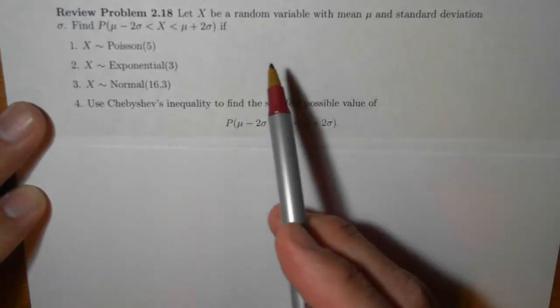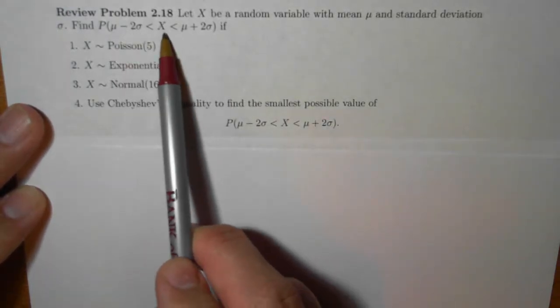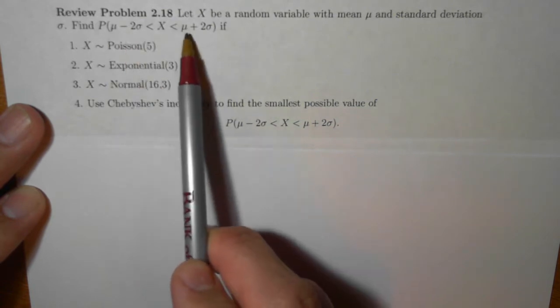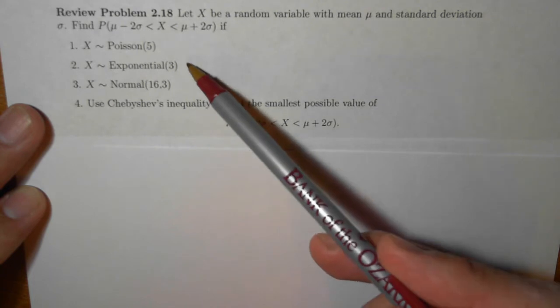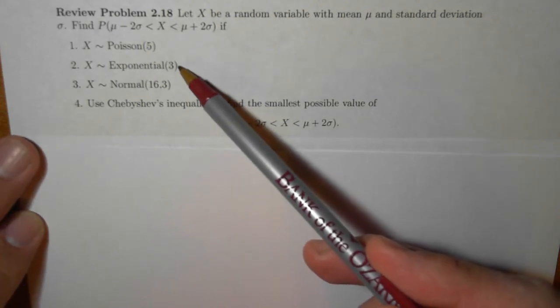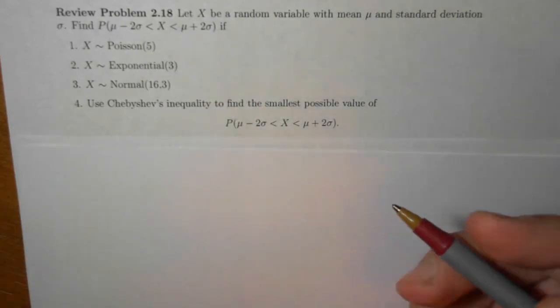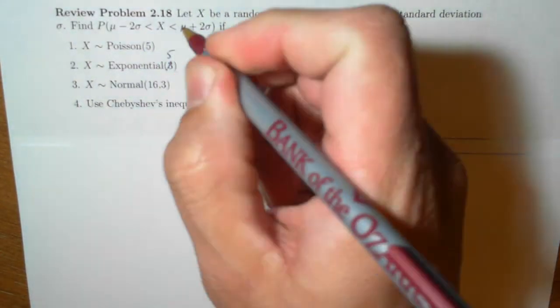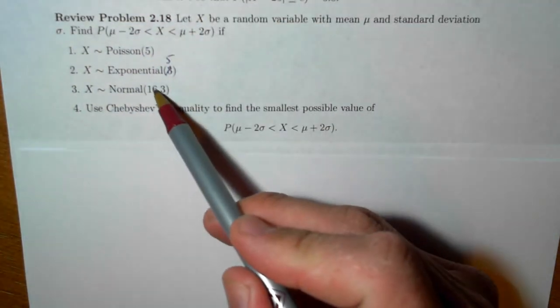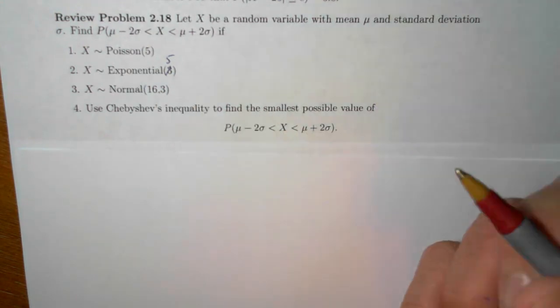This next problem concerns the calculation of the probability that x is between mu minus 2 sigma and mu plus 2 sigma if x is either Poisson with parameter 5, exponential with parameter 3, and this is a misprint, should be exponential with parameter 5, or else normal with parameters 16 and 3.